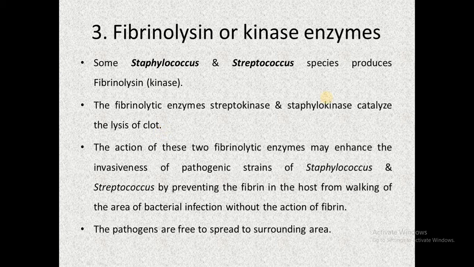So the action of these two fibrinolytic enzymes may enhance the invasiveness of pathogenic strains of Staphylococcus and Streptococcus by preventing the fibrin clot from walling off the area of bacterial infection. Without the action of fibrin, which is our immune system action, the bacteria can easily move through the infection site and multiply. The pathogens are free to spread to the surrounding area. Whenever clotting occurs, they break it using this enzyme and move out. So this is the action of fibrinolysin or kinase.